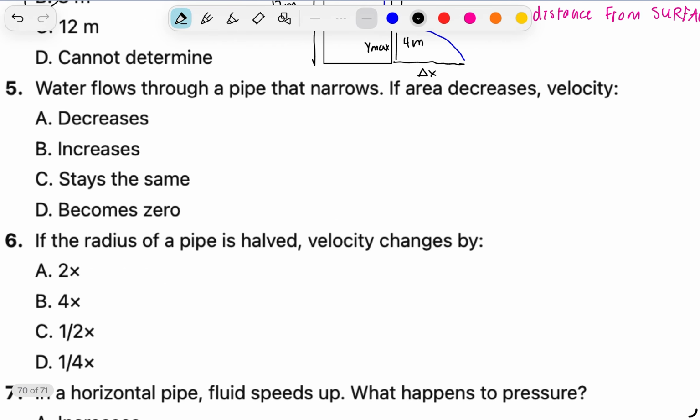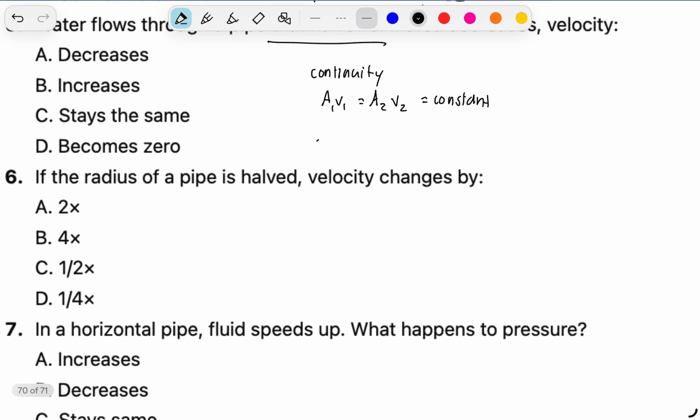So water flows through a pipe that narrows. If the area decreases, what happens to the velocity? So this is referring to our continuity equation. In continuity, we have A1 V1 in one area is equal to A2 V2 in another area. And this is because this entire equation is set constant. So if we have that our area on one side decreases, our velocity is going to have to increase for us to maintain the constant value of AV.